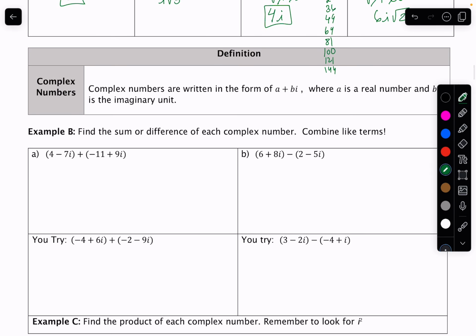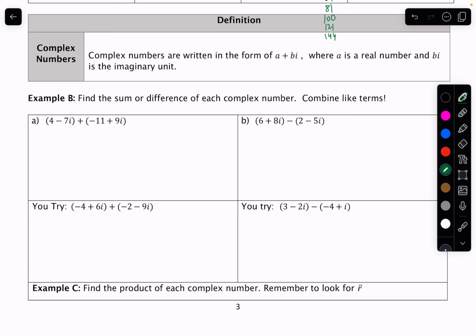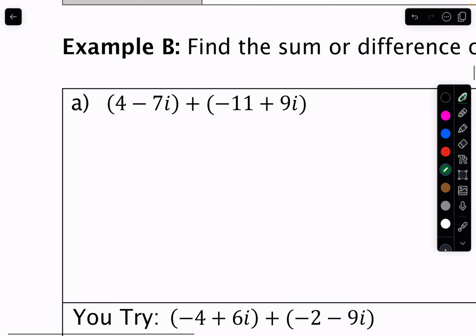All right. So complex numbers are written in the form a plus bi, where a is the real number and bi is the imaginary unit. So when you're adding and subtracting, you essentially just treat imaginary numbers like variables. The only time that things are going to get wonky is when the i's have powers on them, because then you can simplify them. But other than that, if it's just a plain old i, you just treat it like an x. So we're just combining like terms here, all right?